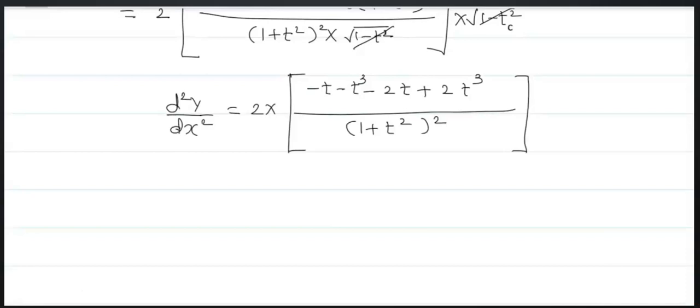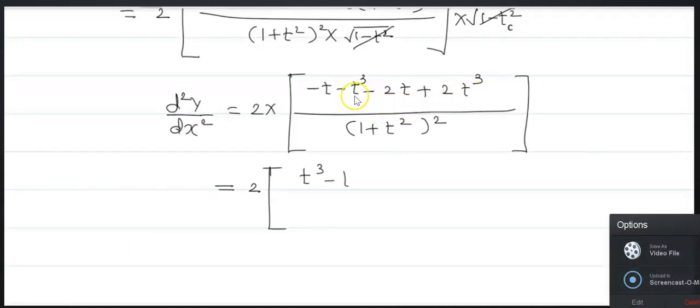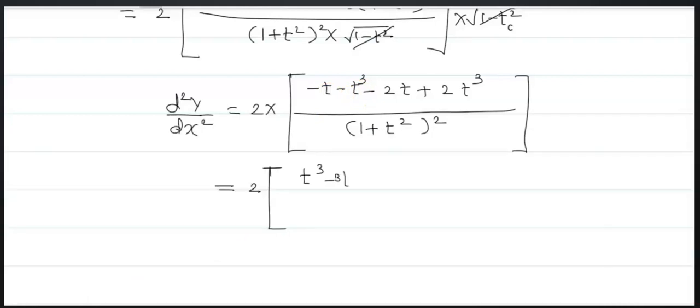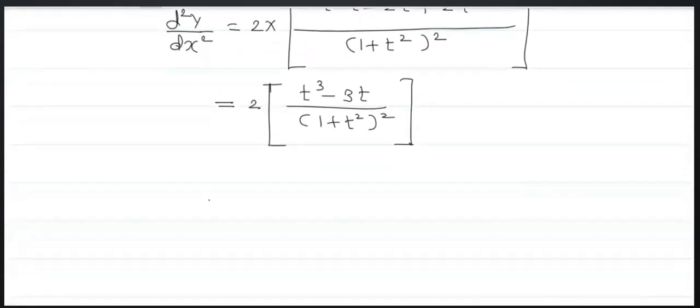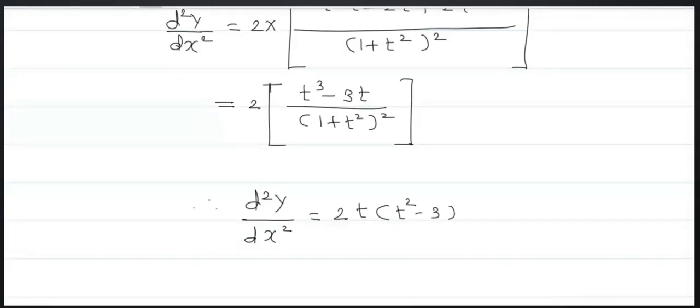Now next is 2 into t³, that is here 2t³ minus t³, then you will get t³, minus 2t minus t, minus 3t, upon (1 plus t²) raised to 2. This is the d²y/dx². 2 in bracket, take t as common, then in bracket (t² minus 3) upon (1 plus t²) whole square.